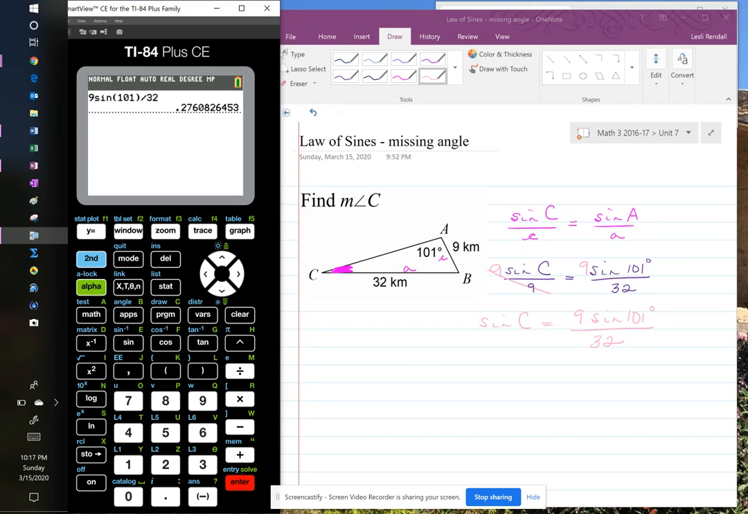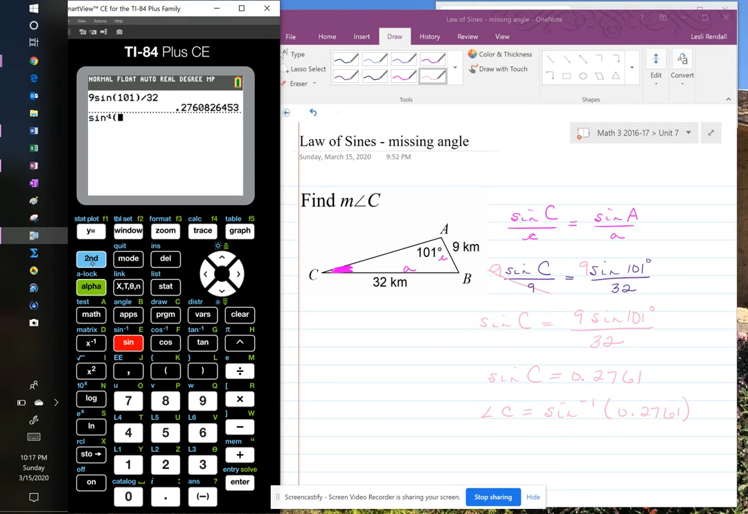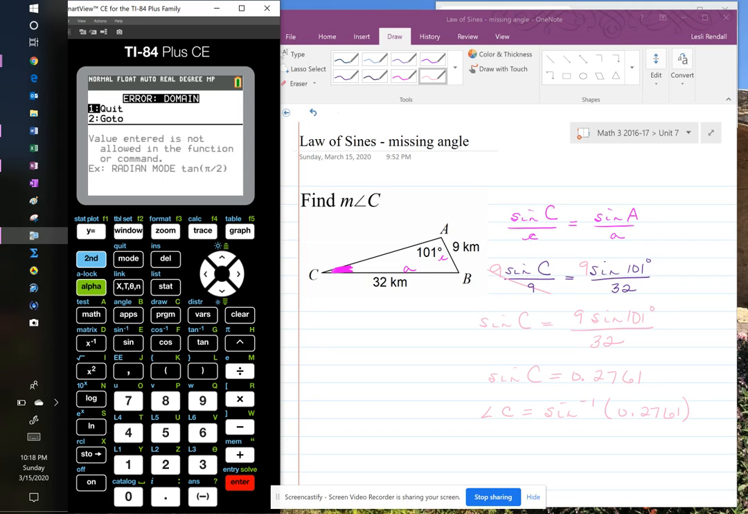So now to find out what our angle is, we're going to do the inverse sine of that number. So angle C is sine -1 of that value. Don't forget to round to at least 2 decimal places, but the easiest way to get this answer is to do second sine of our previous answer by doing second -1. And we'll get our answer about 16 degrees.